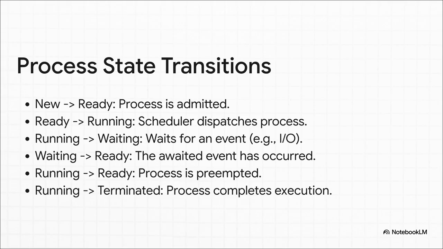So a process gets admitted from new to ready, then a scheduler dispatches it to running. If it needs something, it moves to waiting. Now pay attention to this next part. Once whatever it was waiting for happens, it goes back to ready, not straight back to running. It has to get back in line and wait its turn again. This constant, high-speed movement is the very heart of the system.